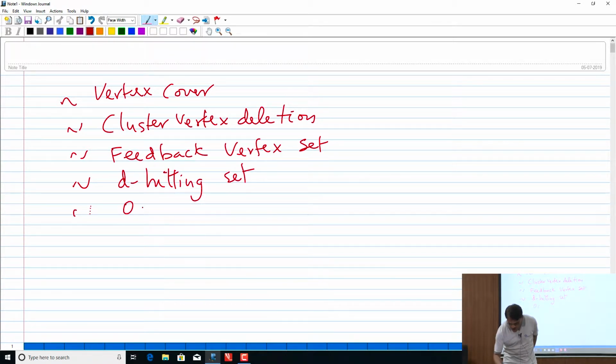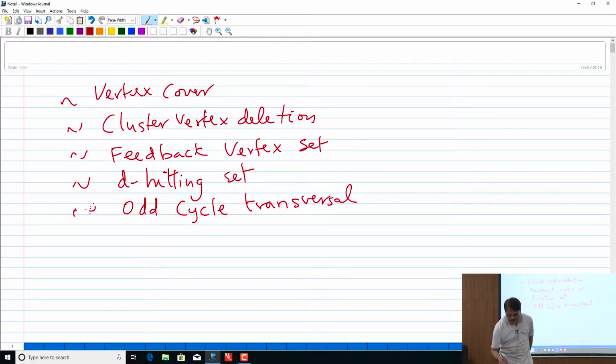There is something called odd cycle transversal. Here you want the subset of vertices to cover only odd cycles, which means that when you delete this subset of vertices, the remaining graph becomes bipartite, right? So this is a harder problem. Again, it's fixed parameter tractable, but the algorithm is a lot more involved. We are not going to get to it.